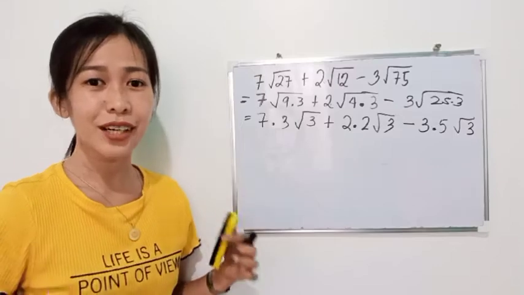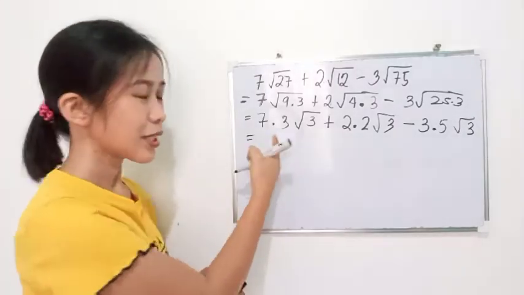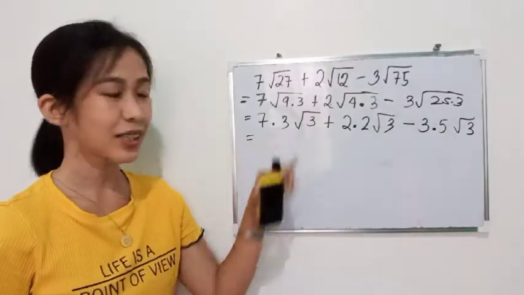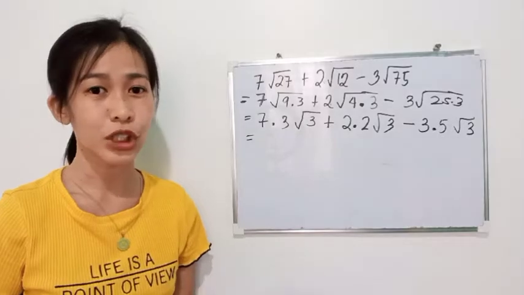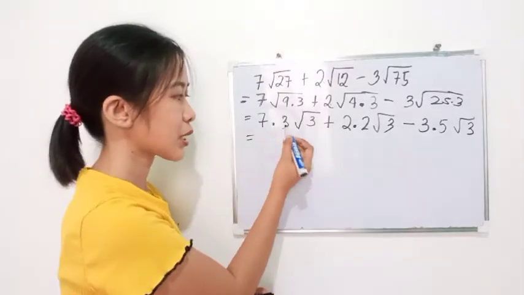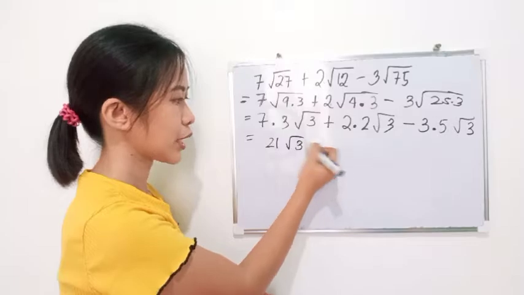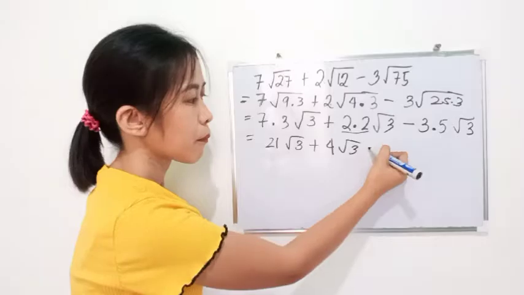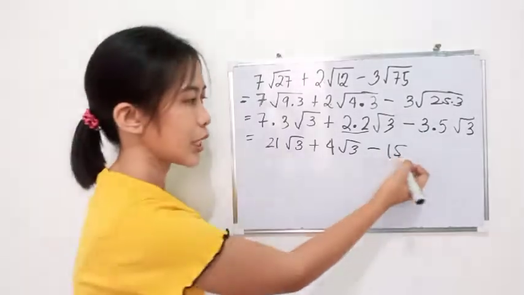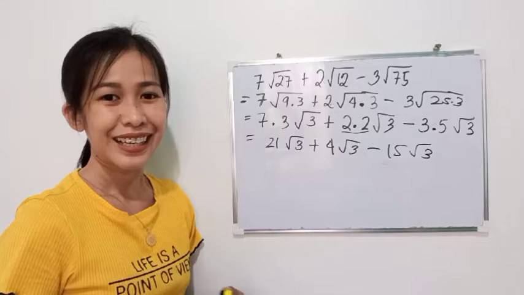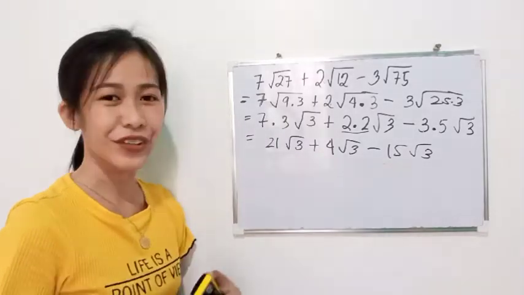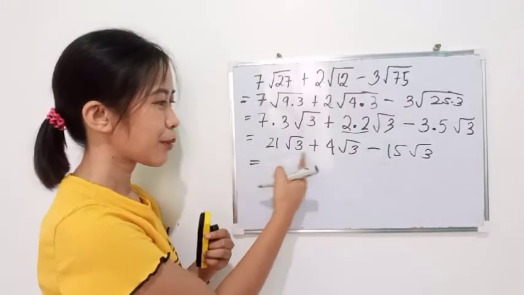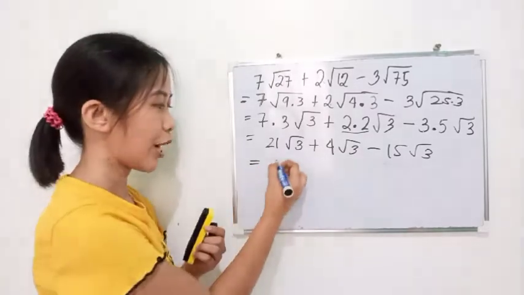Okay? And then now, what are we going to do next is to multiply the coefficients. Dahil nga pare-parehas na sila, i-multiply na lang natin sila and then perform the addition or subtraction. Okay? So, we have 7 times 3 is 21, square root of 3, plus 2 times 2 is 4, square root of 3, minus 3 times 5 is 15, square root of 3. And then yan na, pare-parehas na sila. Therefore, we can now add and subtract, right? So, we have 21 plus 4 is, of course, 25.